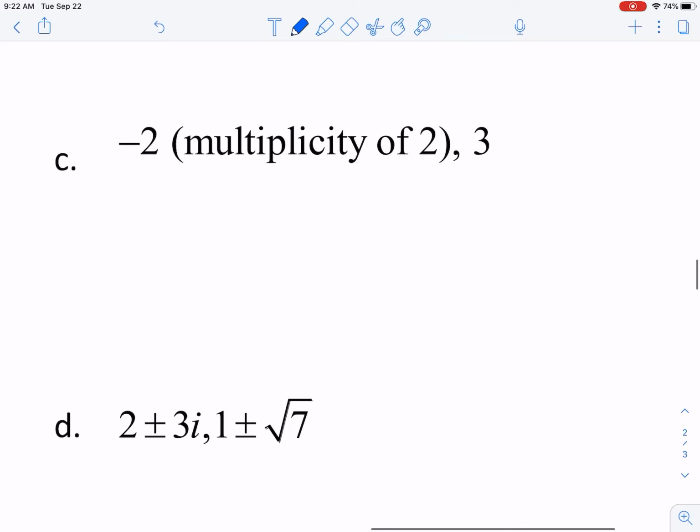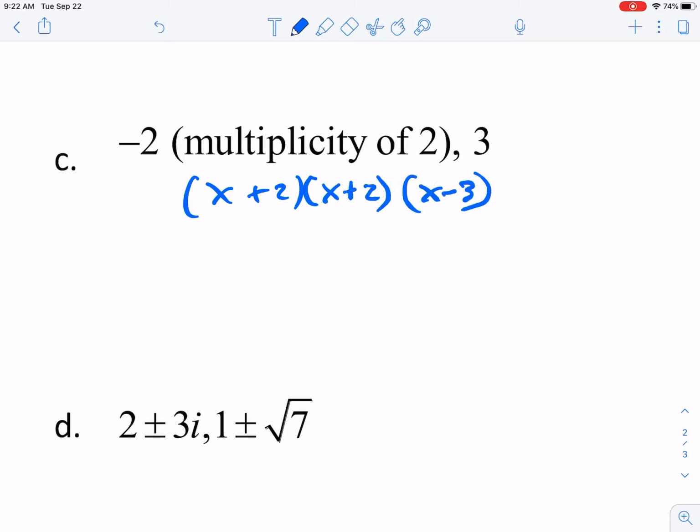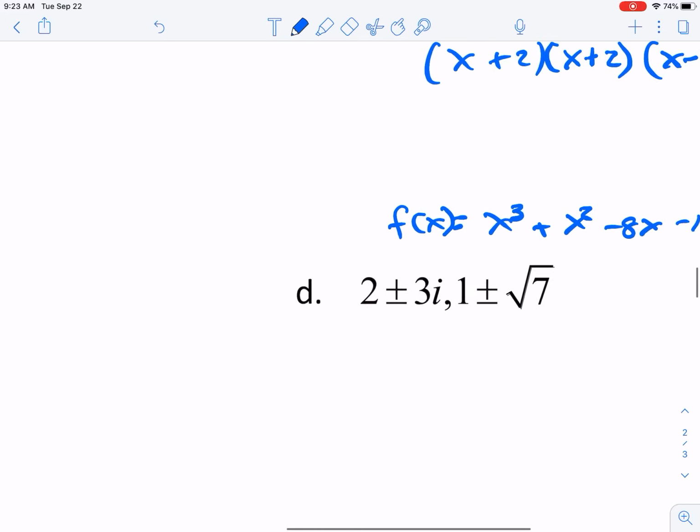This one, when it has a multiplicity of 2, it means write it twice. So you have x plus 2, x plus 2, and x minus 3. I'm going to let you do the math. When you get done, you should end up with x cubed plus x squared minus 8x minus 12. All right?